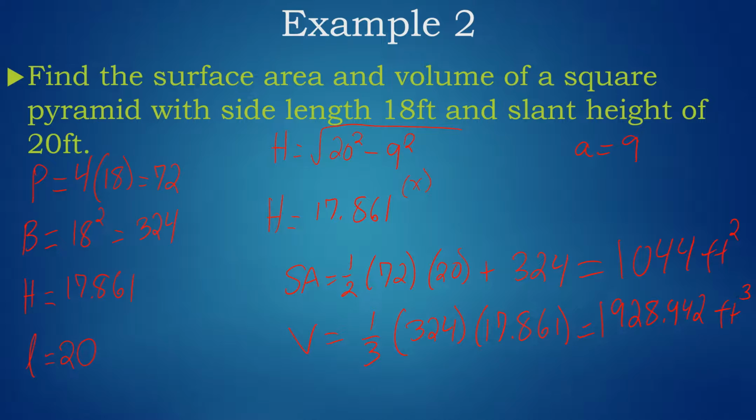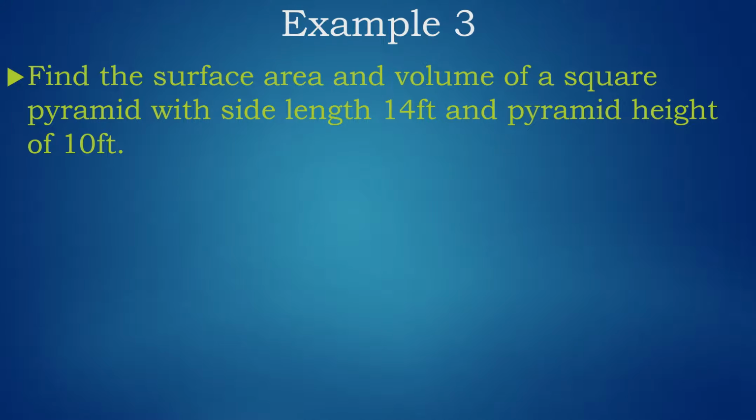Okay? We're going to do one more together, and then you can do the next two on your own. So, surface area and volume of the square pyramid. We need the perimeter, area, height, slant height. So, let's get a square again. So it's 4 times, our side length is 14 feet. So 4 times 14, which is 64.